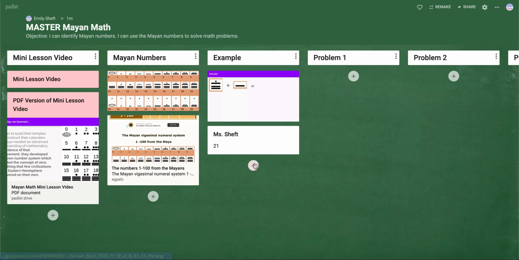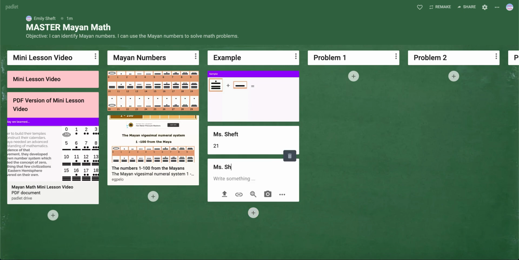So you would push the plus sign, you would write your first and last name, and then you would write 21, and your teachers will be watching, and we will congratulate winners at the end. So this is meant to be fun. We're practicing thinking like Mayans. We're doing something a little different today.